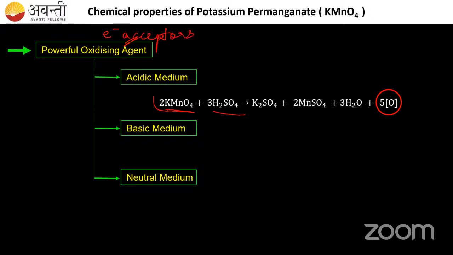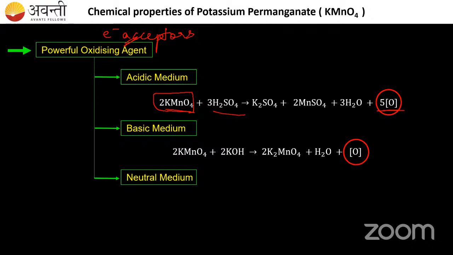So potassium permanganate is an oxidizing agent, I'm saying. In the reaction medium, the compound will give out 5 oxygens. So 5 oxygens are lost in acidic medium. But when you come to basic medium, basic means we have to add a base. Potassium hydroxide is added here as a base. In basic medium, only one oxygen is lost. And in neutral medium, three oxygens are lost.